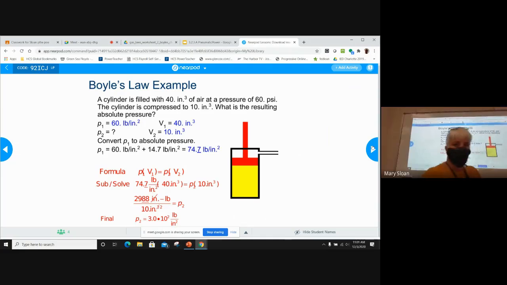So if you look here, we still have our P1, P2, V2, and V1, but this time we're not using ATM and we're not using liters this time. We're using pounds and inches. Same concept as before, except you have one more step. So no matter what it tells you the pressure is, you will always have to add in atmospheric pressure for it.